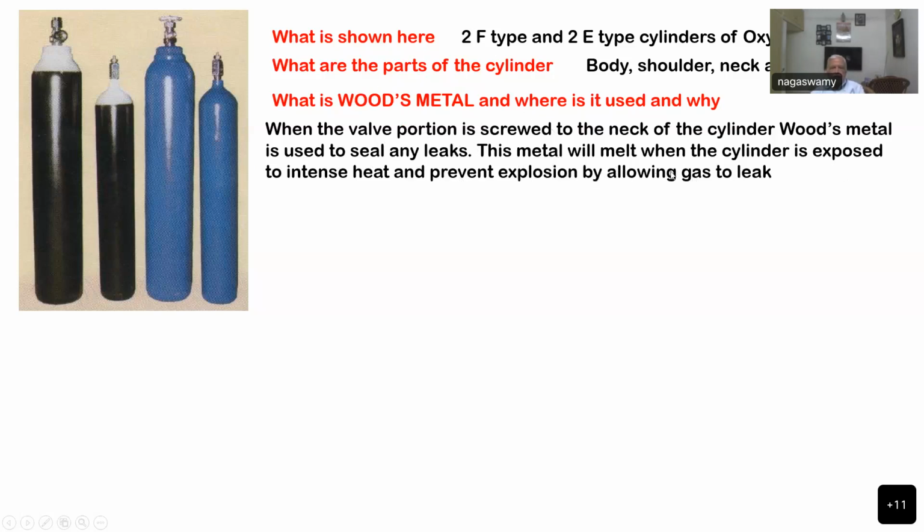But at the same time, it will act as a protective measure by melting when the temperature is very high, to prevent the explosion of the gas by allowing some leak to happen. So it is a double-edged weapon. It is used for preventing leaks, but at the same time, if there is any chance of explosion, this will melt and prevent that explosion.